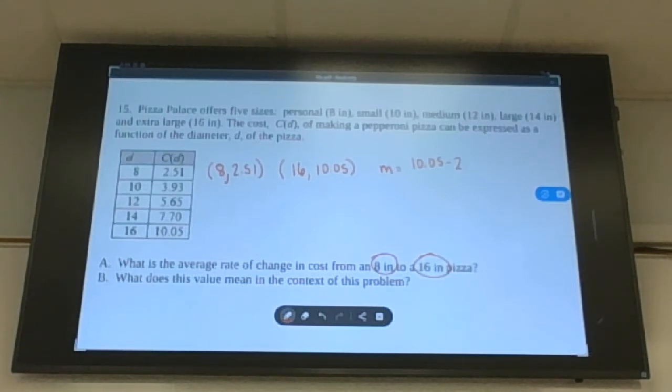Why do they have too big of pizzas? These are way too big. I got 7.54.